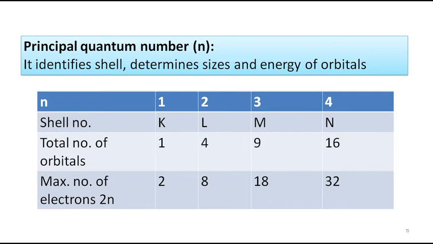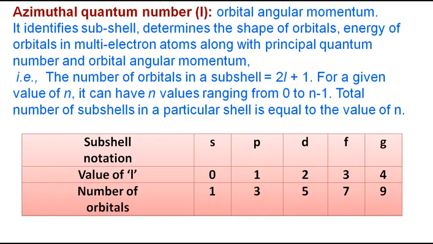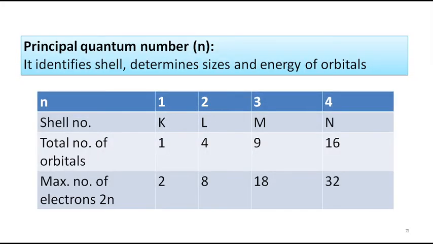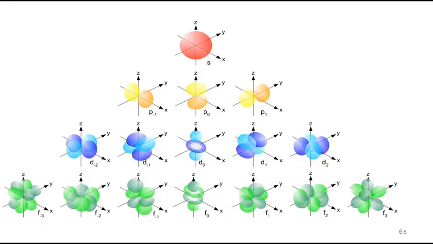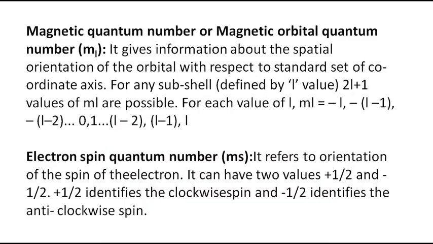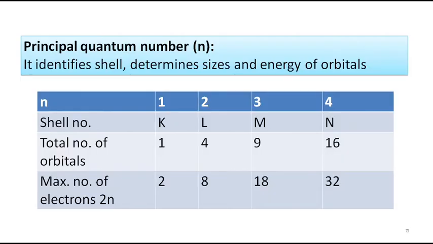The third one is magnetic quantum number, and the fourth one is spin quantum number. Okay. So principal quantum number, azimuthal quantum number, magnetic quantum number and spin quantum number. These are the 4 quantum numbers.